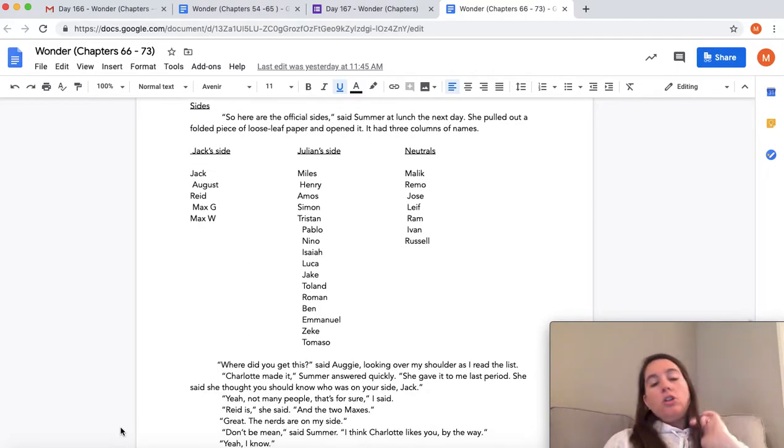Sides. "So here are the official sides," said Summer at lunch the next day. She pulled out a folded piece of loose leaf paper and opened it. It had 3 columns of names. Jack's side: Jack, August, Reed, Max G, Maxwell, Max W. Julian's side: Miles, Henry, Amos, Simon, Tristan, Pablo, Nino, Isaiah, Luca, Jake, Toland, Roman, Ben, Emmanuel, Zeke, and Tommaso. Neutrals: Malik, Remo, Jose, Leaf, Ram, Ivan, Russell.